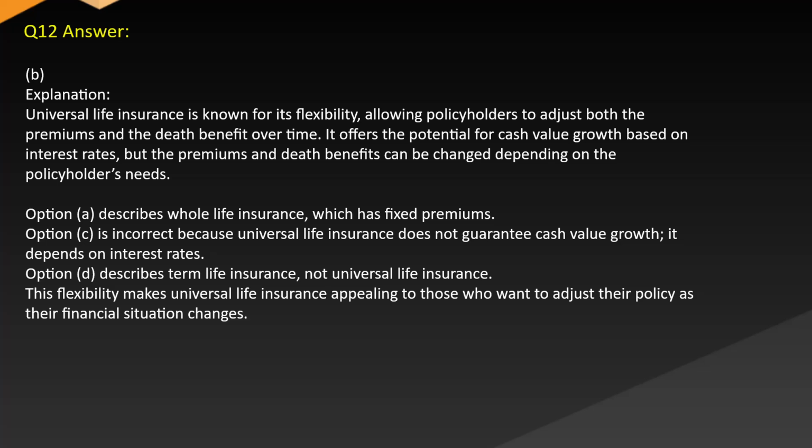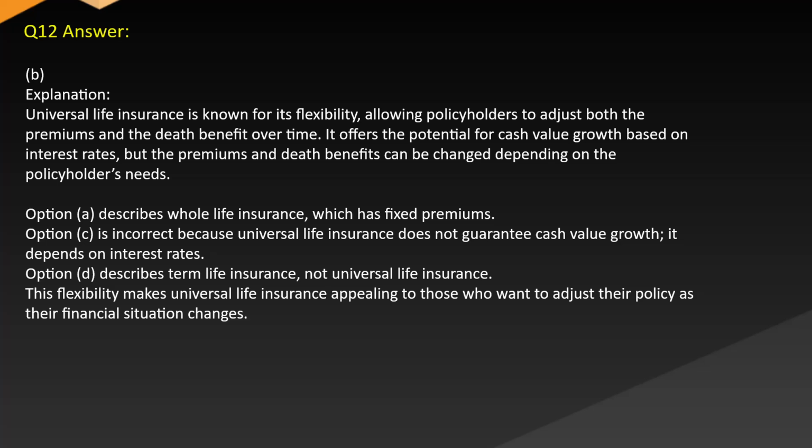Answer B. Explanation. Universal life insurance is known for its flexibility, allowing policyholders to adjust both the premiums and the death benefit over time. It offers the potential for cash value growth based on interest rates, but the premiums and death benefits can be changed depending on the policyholder's needs.